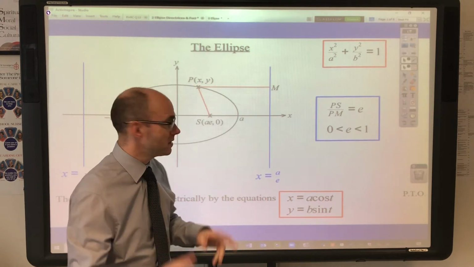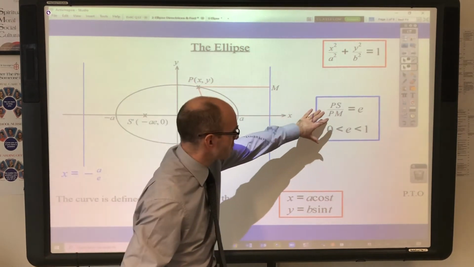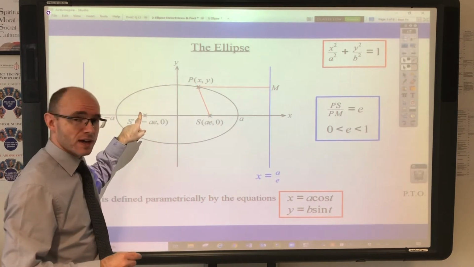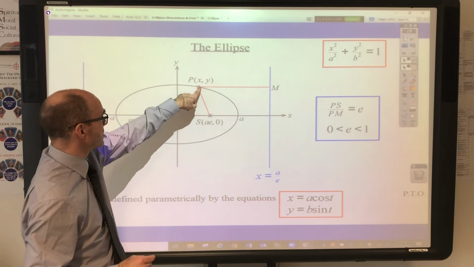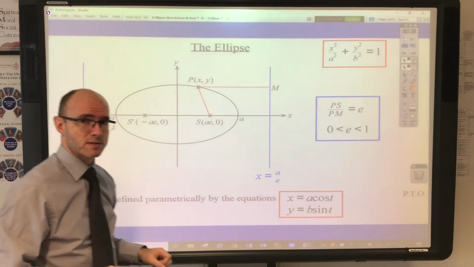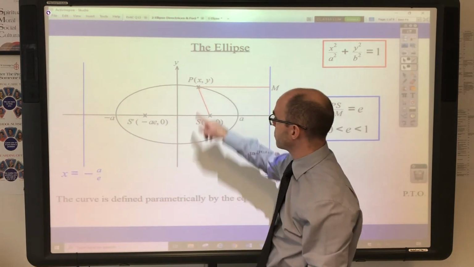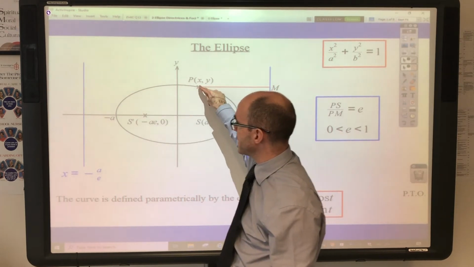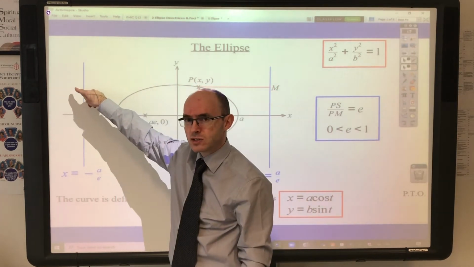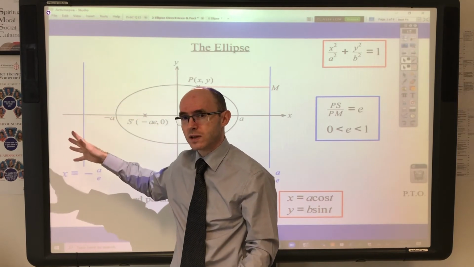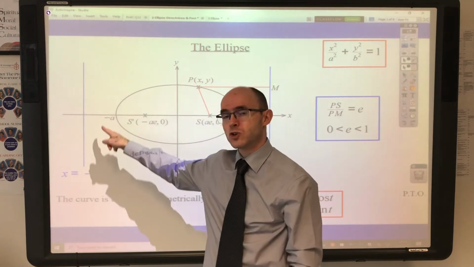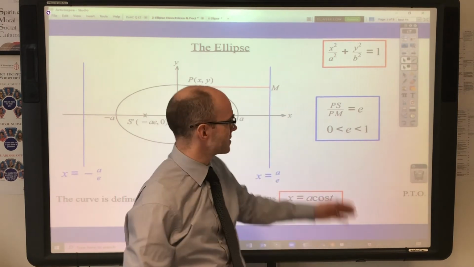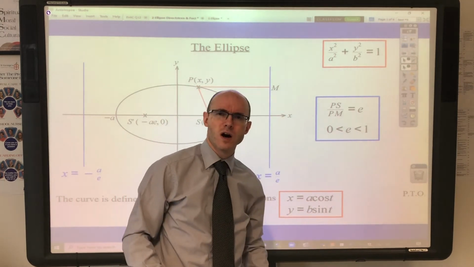Right, similarly, the same holds for any point P and the distance between that and the other focus point, and the distance between that and the other directrix, okay? So if I just show you, if we look at this distance, P to S dash, and the distance P to, let's call it M dash, then the same ratio holds, okay? So it doesn't matter what point you choose on your ellipse or which focus point you use. This eccentricity rule is always going to hold, okay?